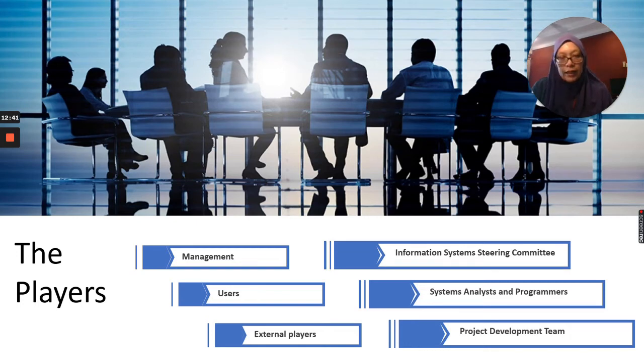Then the next player is the information system steering committee. In a larger company, they will form a committee, called the steering committee, to plan and oversee the information system function. This steering committee will set the AIS policy. They ensure participation from top management, and they give guidance and control and facilitate the coordination and integration of system activity.